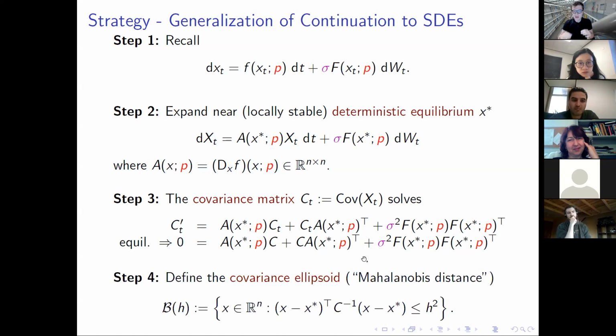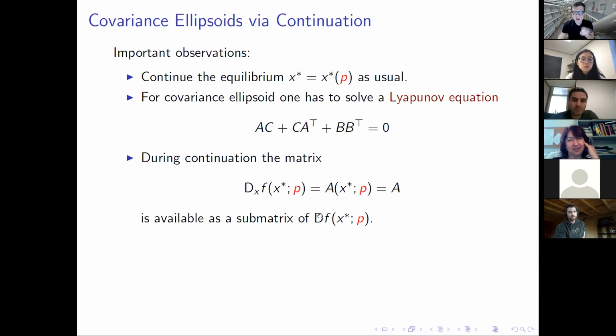Roughly speaking, if you take this matrix C, you could define in space what is called a covariance ellipsoid, or what statisticians would call the Mahalanobis distance. This is a shape around your equilibrium point that tells you in one direction there are lots of fluctuations, and in another direction there might not be many. So if you could compute C, you would have won. I will show an example later on. So how do you compute C? First of all, you compute your normal deterministic equilibrium branch with continuation.